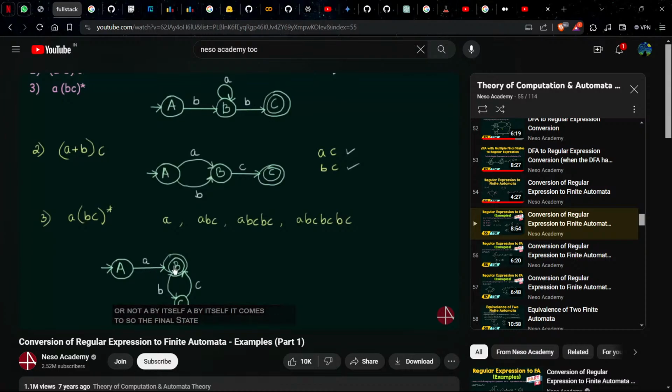a by itself comes to the final state b, accepted. abc: a, b and c again comes to the final state, accepted. abcbc, accepted. abcbcbc, accepted. So any number of bc's that you have, it will be accepted. So now we have also designed the finite automata for this regular expression.